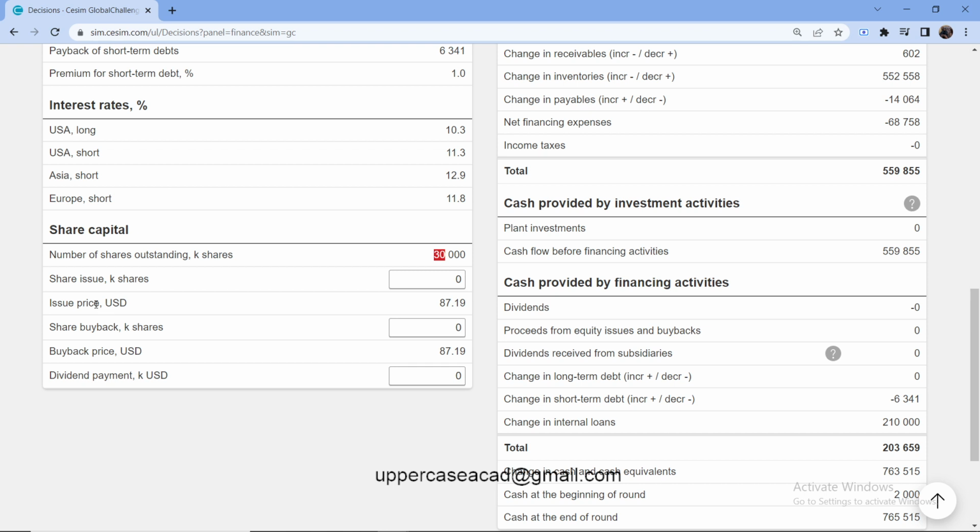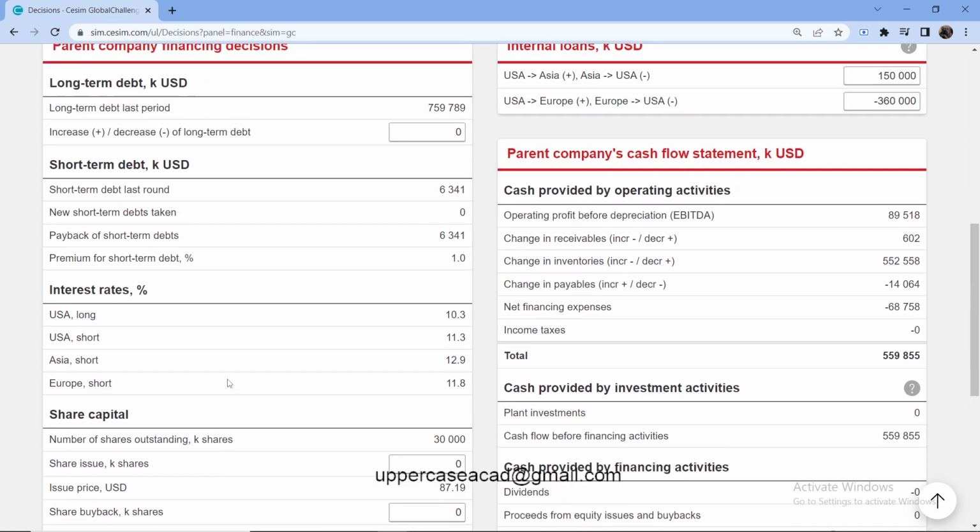Now the issue price of my share is $87.19. Share buyback, I've not bought back my shares. The buyback price is 87.19. The dividend payment, I've not yet issued any dividend. Now, if I want to increase my share price, or the ranking of my shares, what I could do is repurchase shares and issue some dividends. So let's move up here.